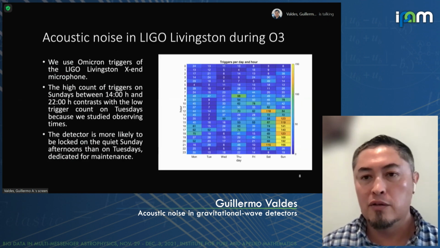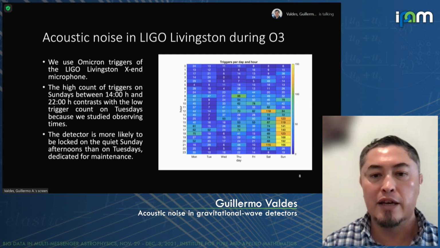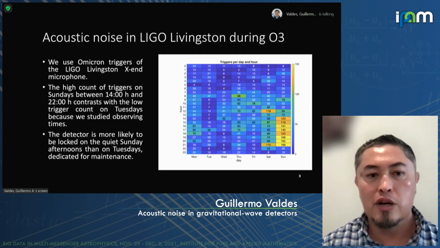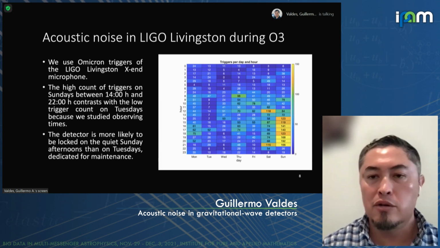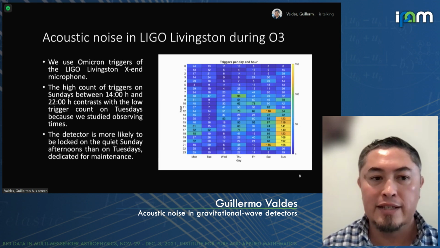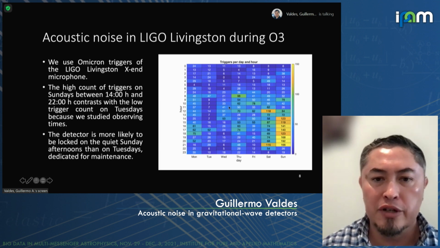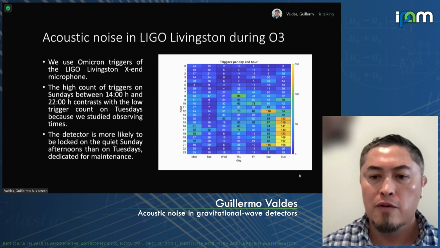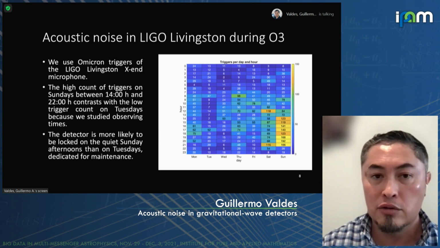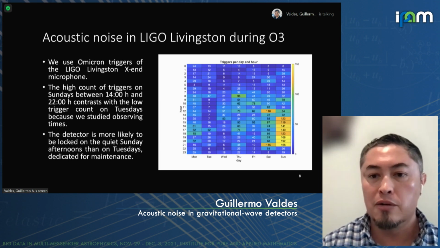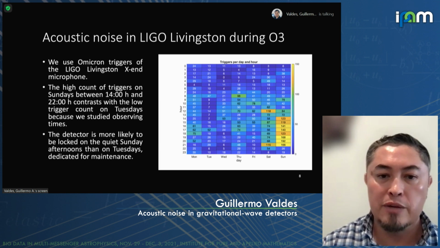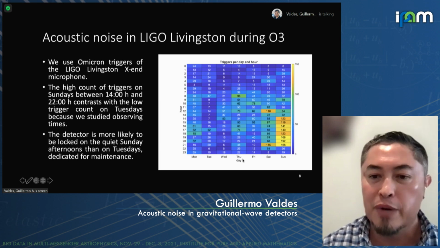Now let's see what all the acoustic noises that we have in LIGO. We use the Omicron trigger for the LIGO Livingston Observatory in the X arm. We have many of these triggers per day, and this is the amount of triggers recorded by Omicron during the third observation run. We separate it by time and by day to see if there is some kind of pattern.